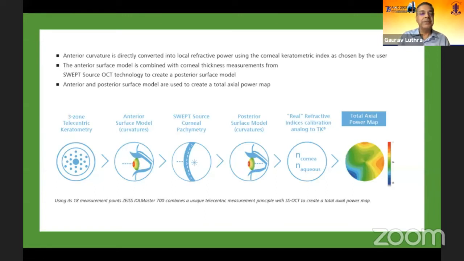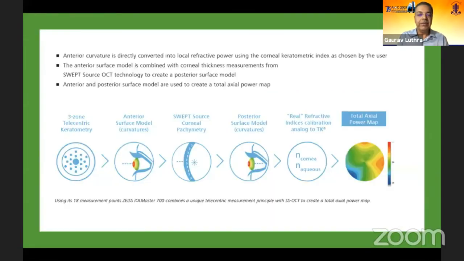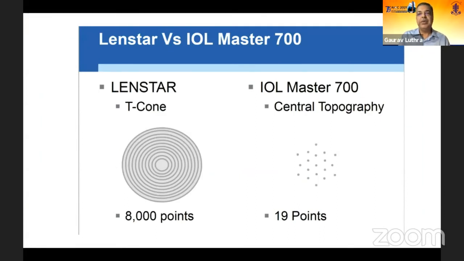So the new thing on the 700 is the central topography, and this has been derived from fewer points. The difference between the Lenstar and the IOLMaster 700 topography is basically that the Lenstar uses a Placido, whereas the 700 uses basically 19 points from the cornea. So Lenstar typically is using almost 8,000 points.